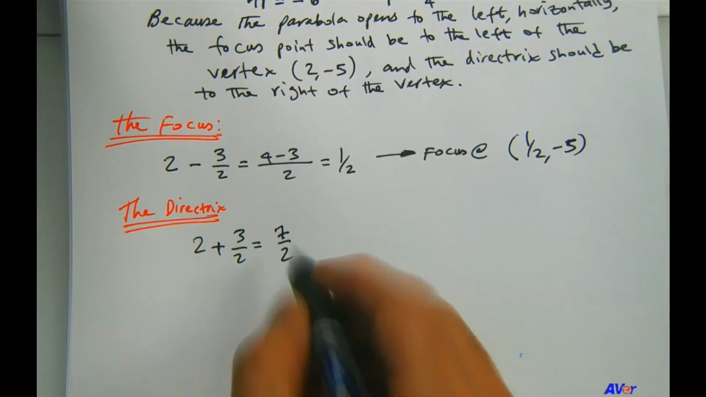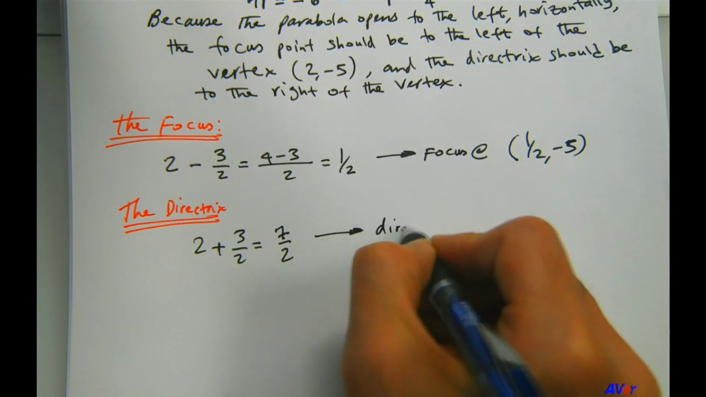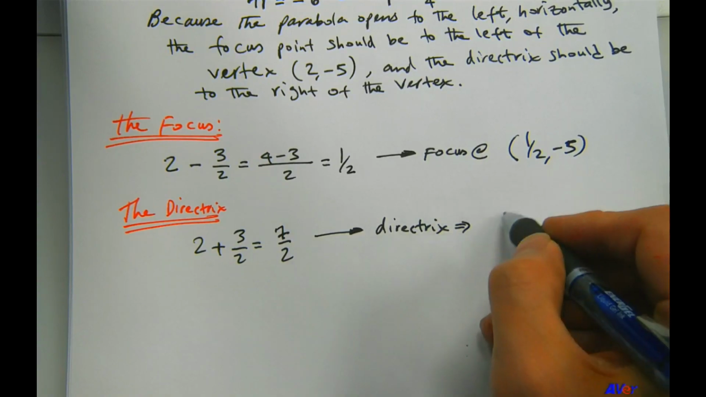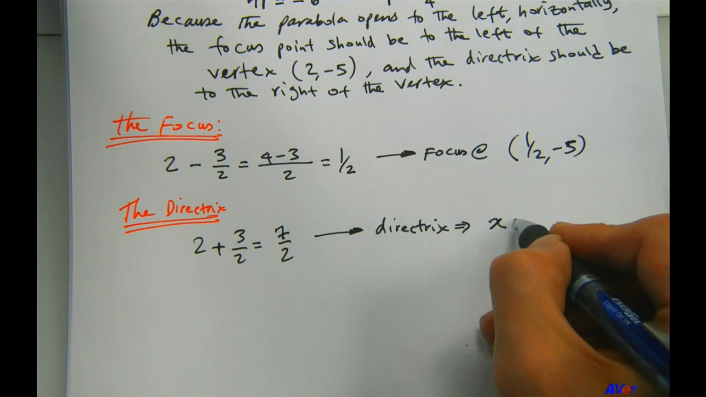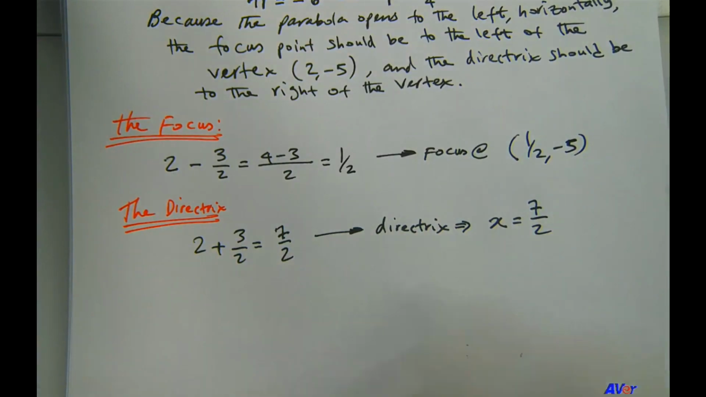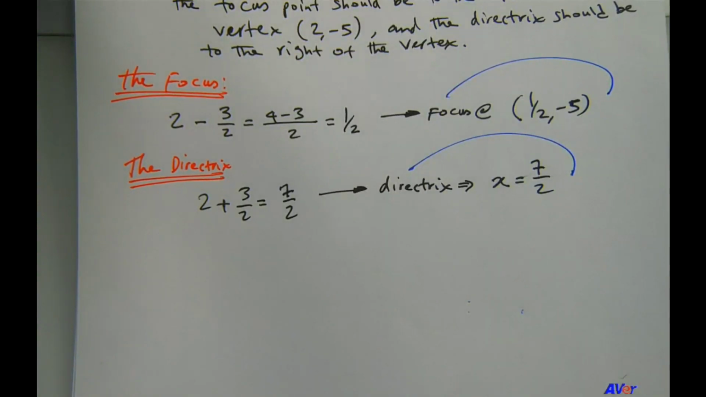Okay, so the equation of the directrix is x equals 7/2. Okay, so we have the focus, we have the directrix. Now we can draw this parabola.